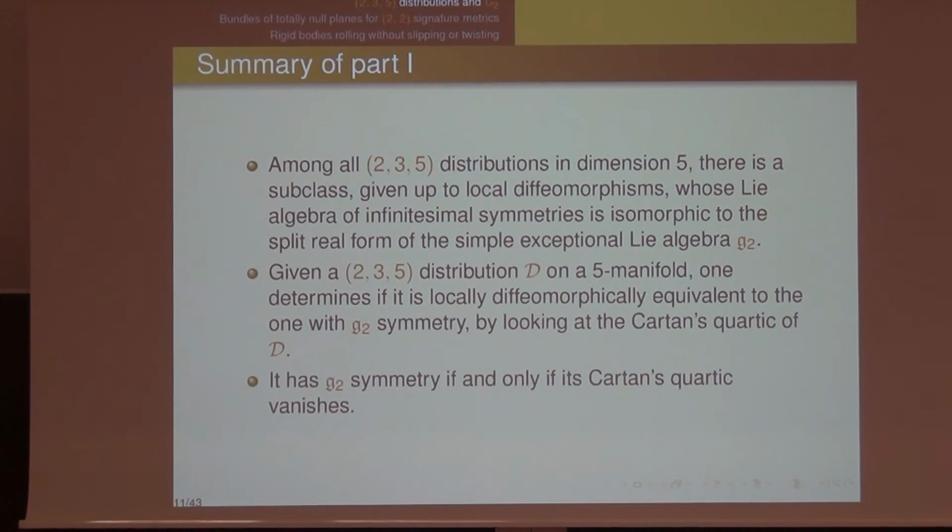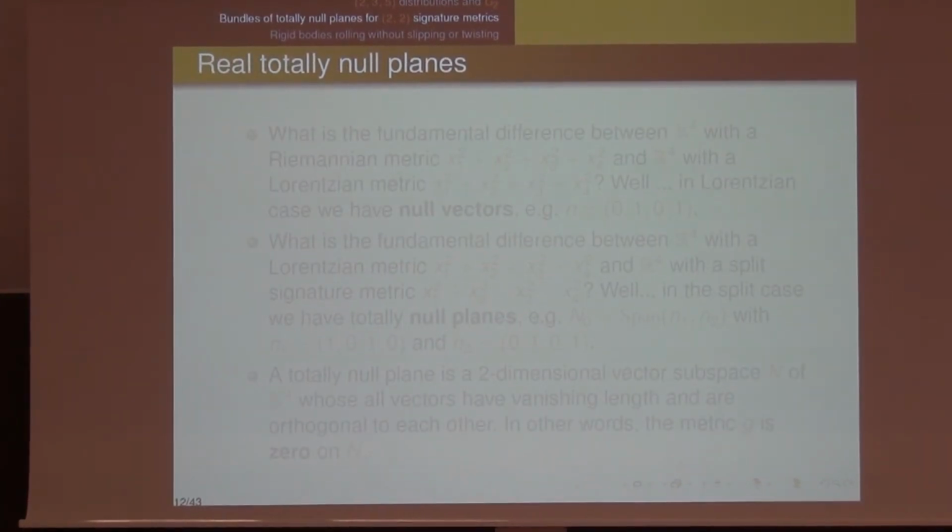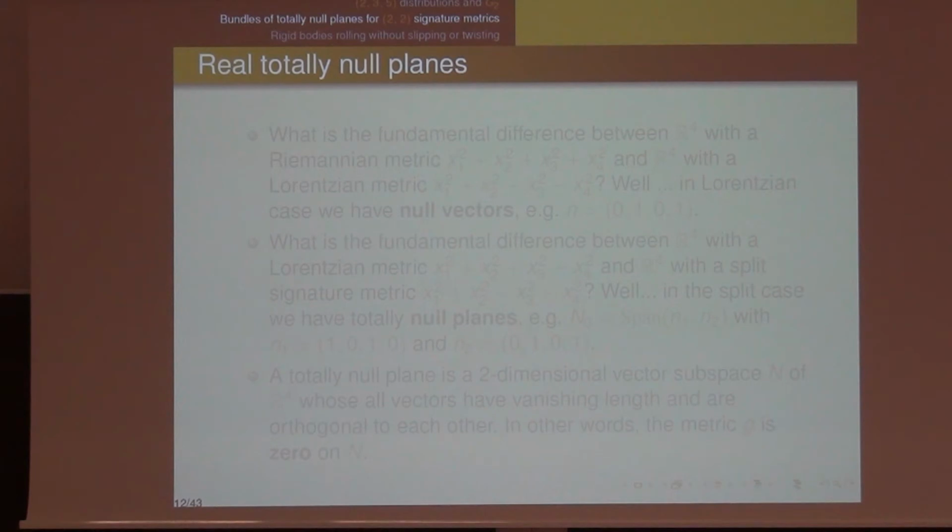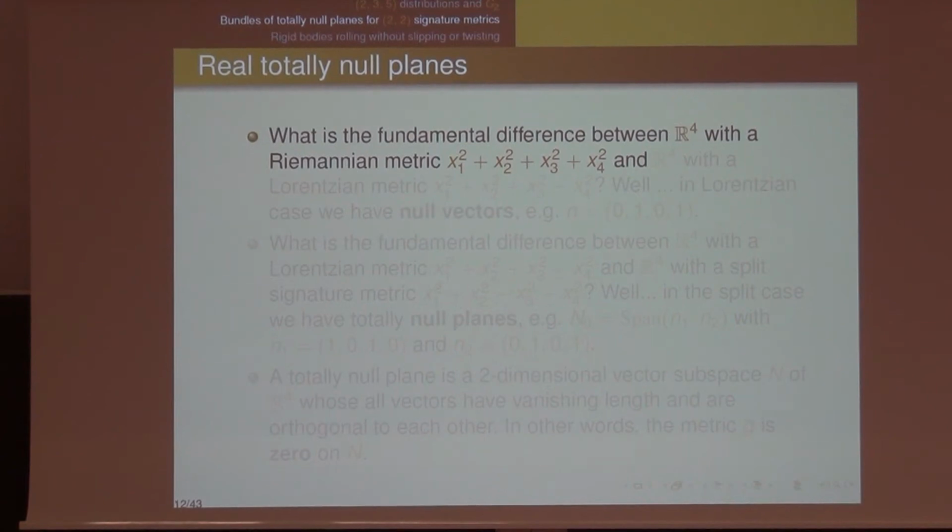Do they exist in nature? I don't know if they do exist in nature, but I'll be talking now about something which is closer to this community, namely about totally null planes in 4-dimensional geometry with a metric. So let me start this part of the talk with a stupid question. What is the fundamental difference between R4 with Riemannian metric and R4 with Lorentzian metric?